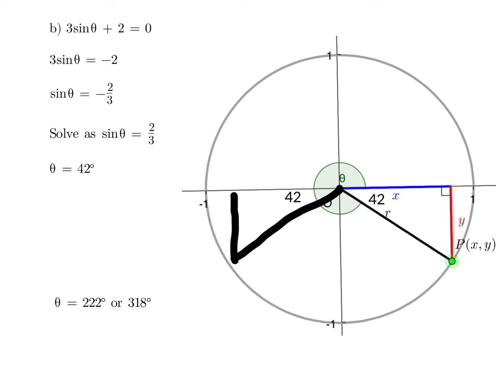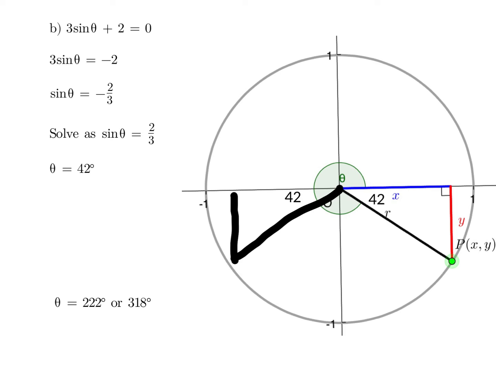With the second one, once again, make sine theta the subject, so minus the 2, then divide by the 3. You get sine theta equals minus 2/3. Now, when we solve this, we're going to solve it as a positive, just so we can find the acute angle that we need to put in our triangles. So sine theta equals 2/3. So you do sine minus 1 of 2/3, that's 42 degrees.